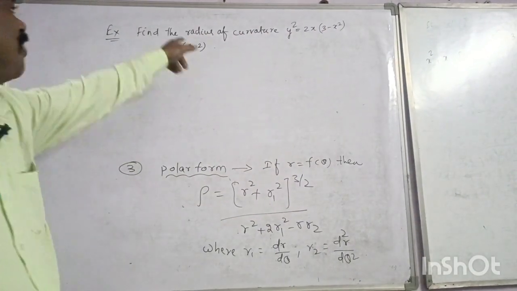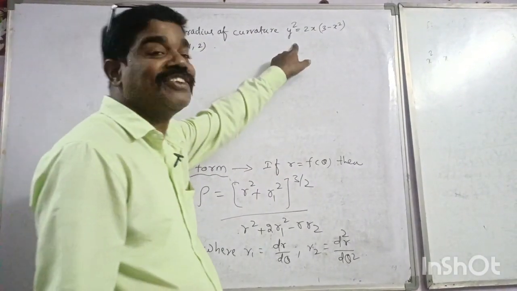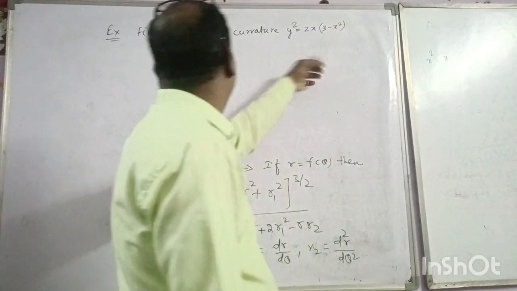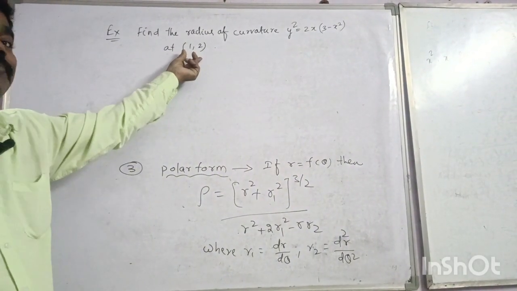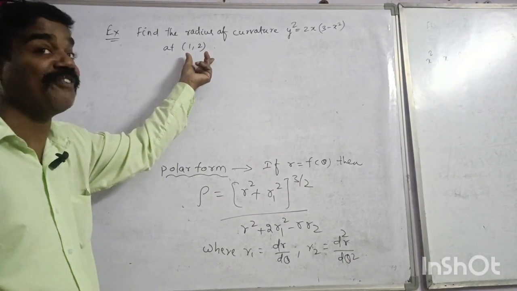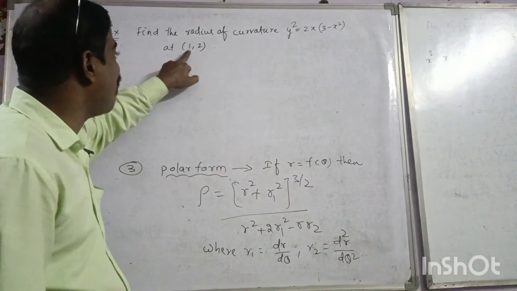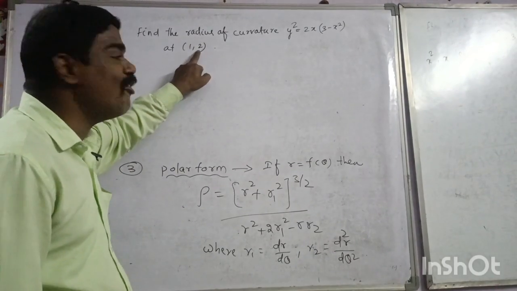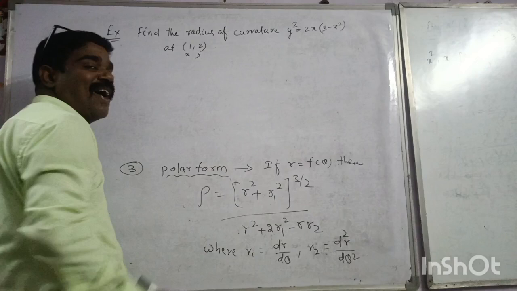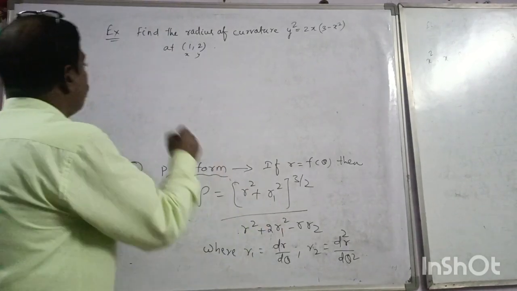See here. We have to find the radius of curvature of y square is equal to 2x into (3 minus x square) at (1, 2). 1 comma 2 means a point is given to us. At this point, very very important, x is equal to 1 and y is equal to 2. This is x and this is y. Understand or not?